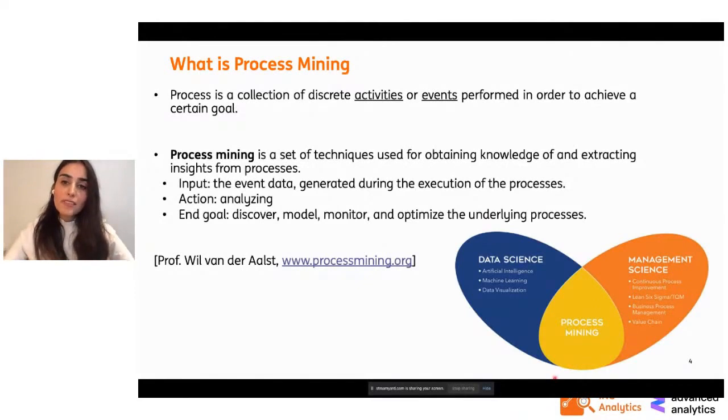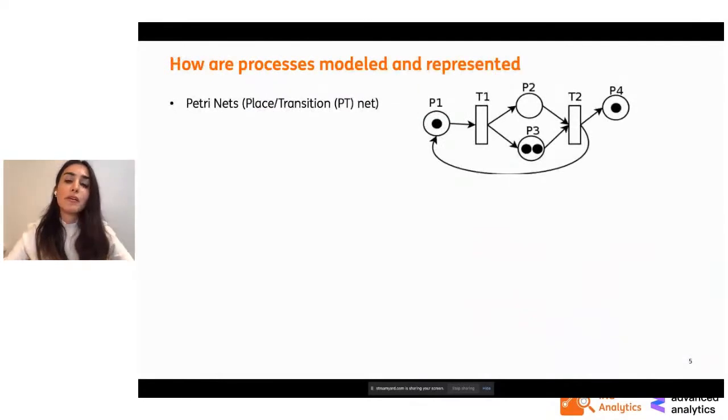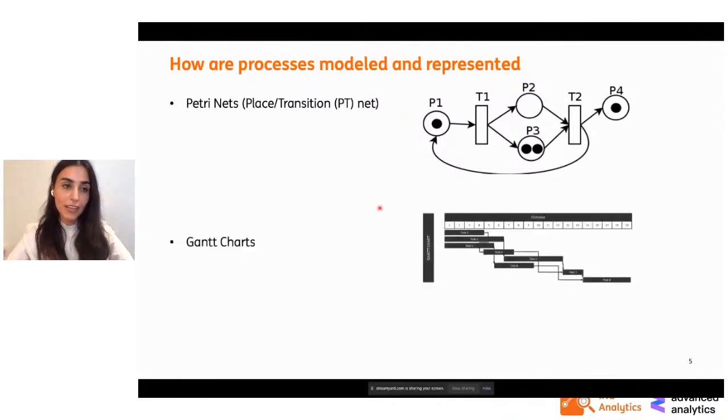But how are processes modeled and represented? So I'm going to quickly tell you the ways that a process can be shown. One of the ways is Petri net, or place transition networks, which shows places and transitions, and it can show from one action which other action can be achieved, and so on and so forth. And the next way is the Gantt chart, which management people might know more about. So it's a timeline, and the tasks are in a cascading order, showing the way they're proceeding, basically.